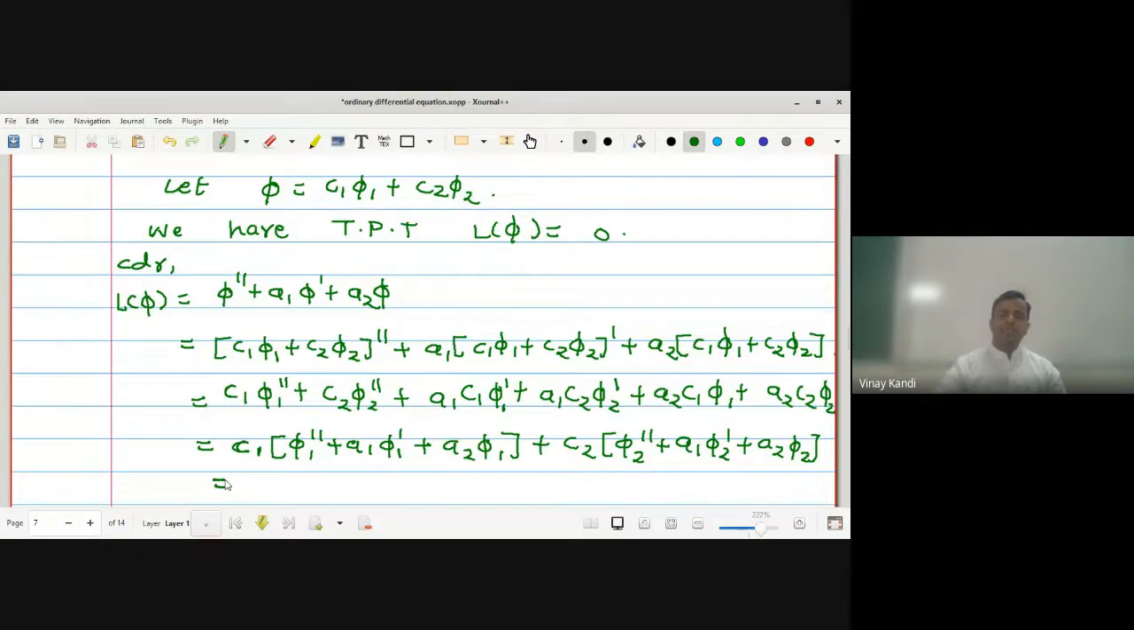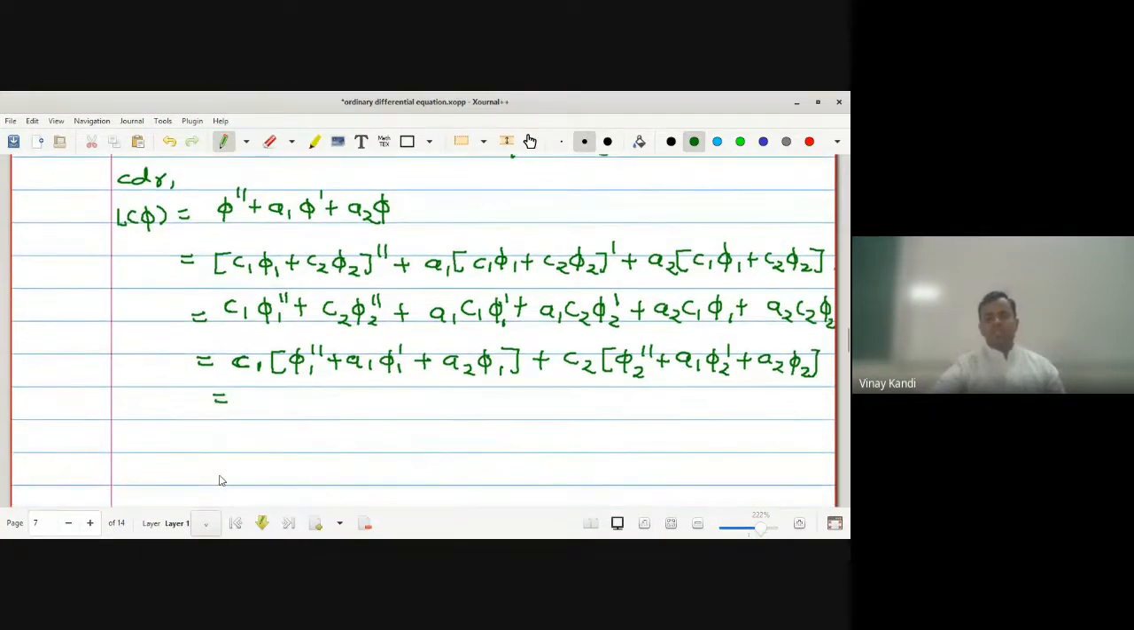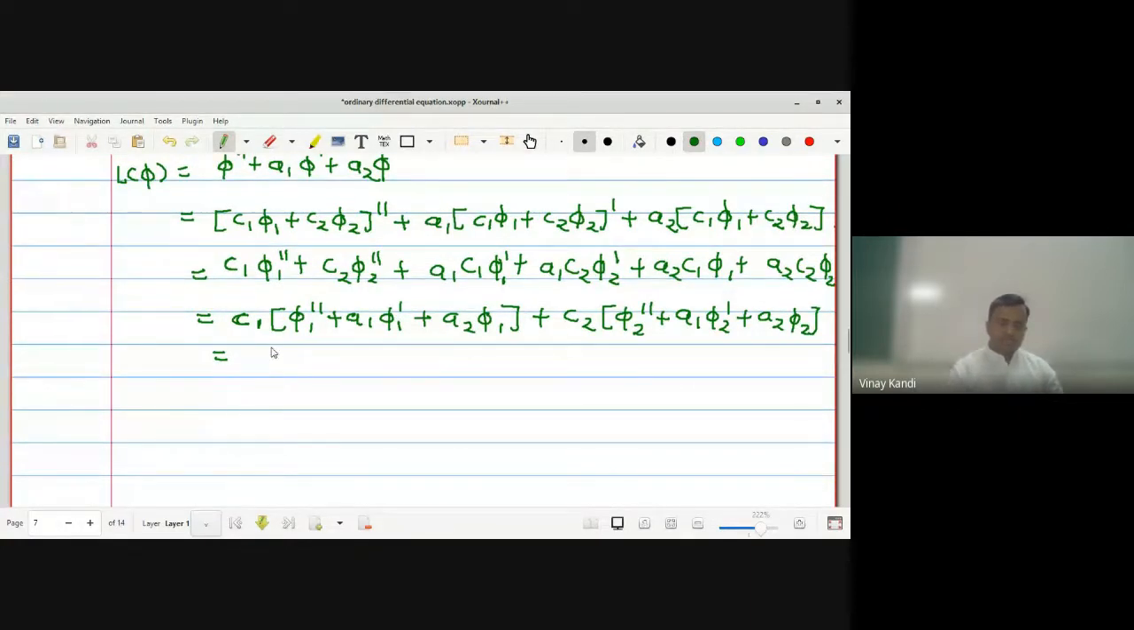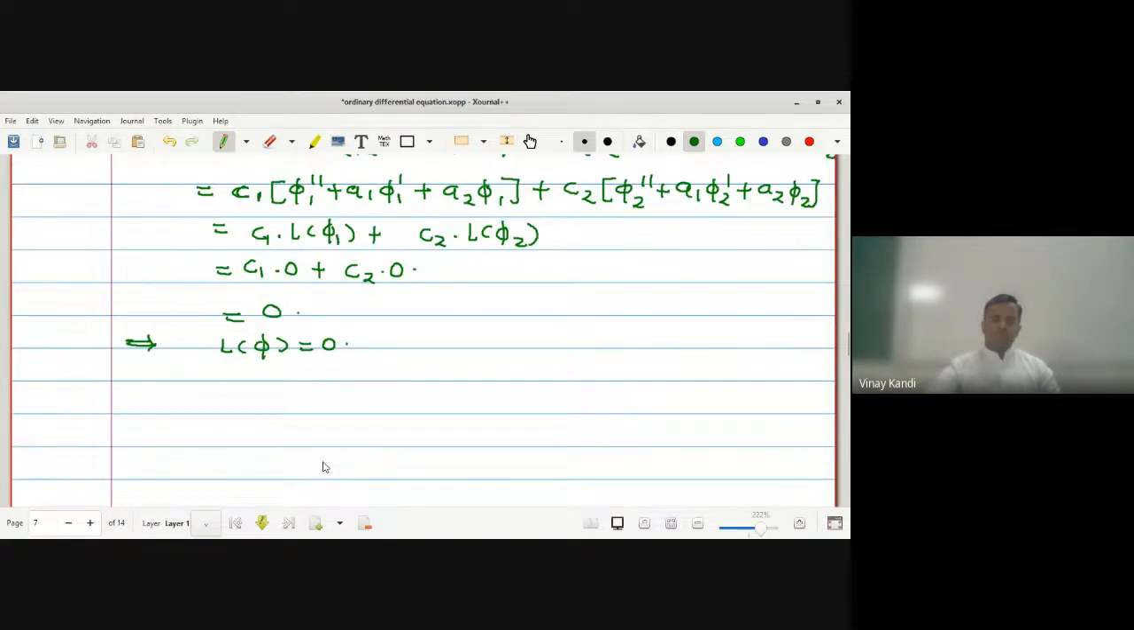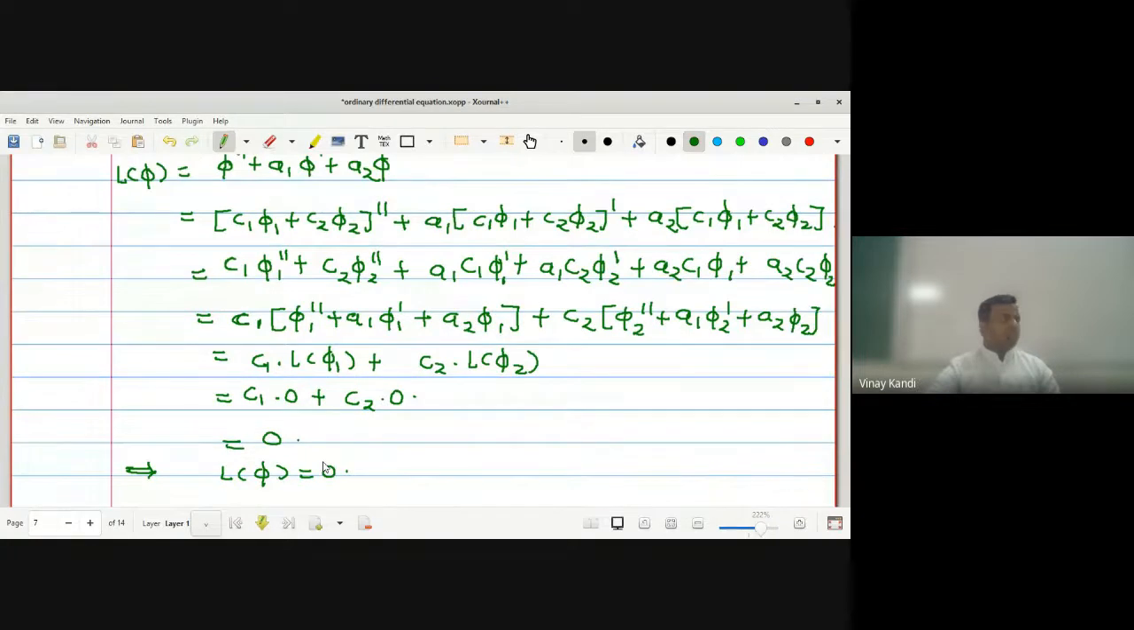But phi 1 and phi 2 are solutions of L of y. Hence L of phi 1 is 0 and L of phi 2 is also 0. Hence we get c1 into L of phi 1 plus c2 into L of phi 2, which is equal to c1 into 0 plus c2 into 0, which is 0. This implies L of phi is equal to 0. Hence the linear combination of phi 1 and phi 2 is again a solution of L of y.